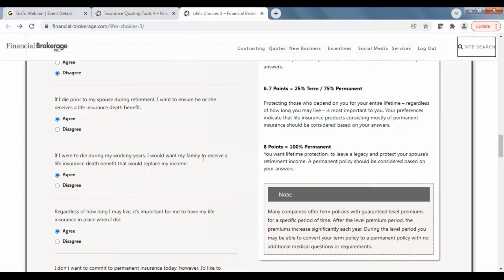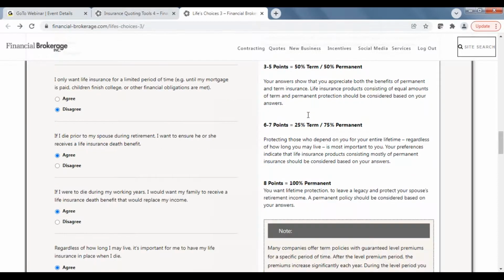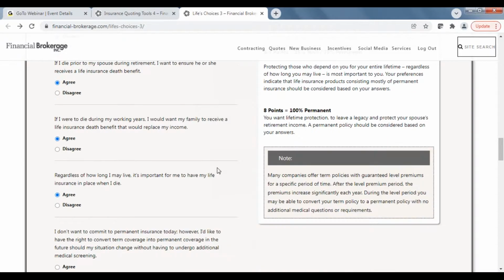So you can go back and forth with these questions with your clients, and again, you're going to see the recommended blend of coverage over here on the right. Use that as a starting point for the quotes. Once they see the price, they may want more permanent, they may want less, depending on their situation. But it gives you a great talking point to get into this conversation.